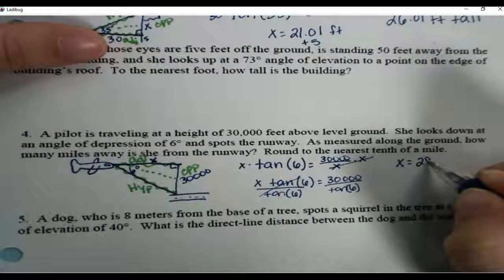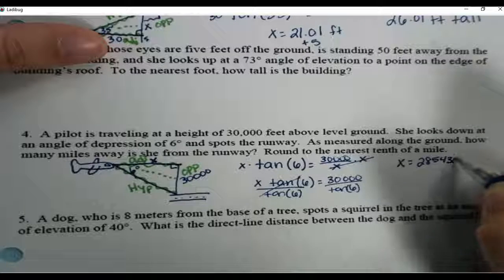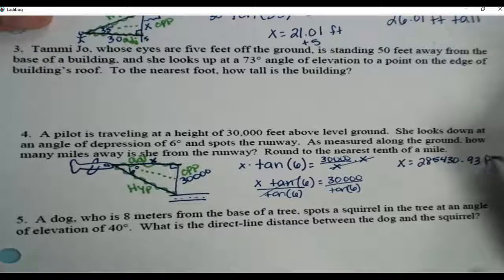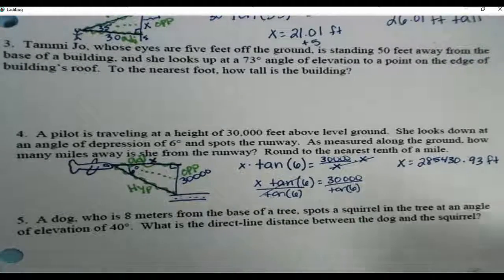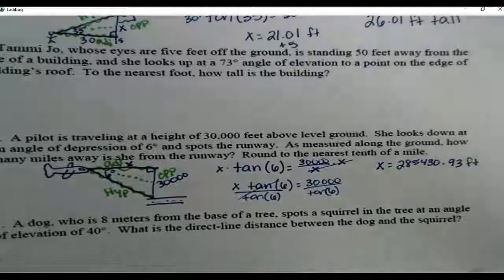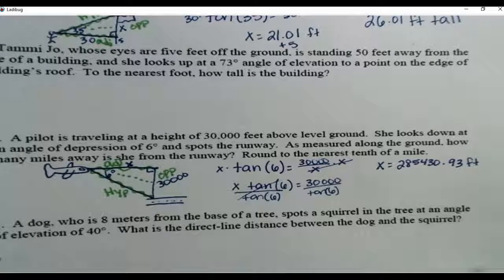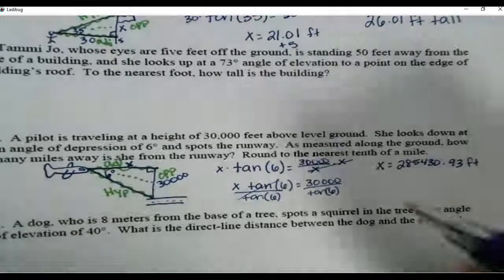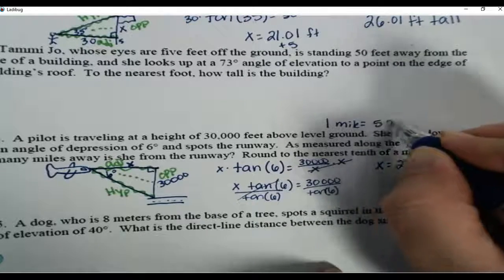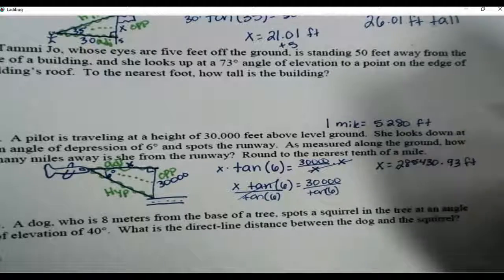So 28,543.93. But this is in feet. So my question says, how many miles away is she from the runway? So I want to take this feet and turn it into miles. How many feet are in 1 mile? Good. So 1 mile equals 5,280 feet.